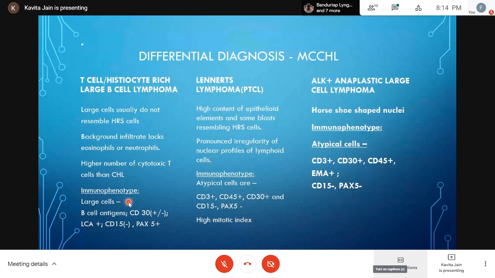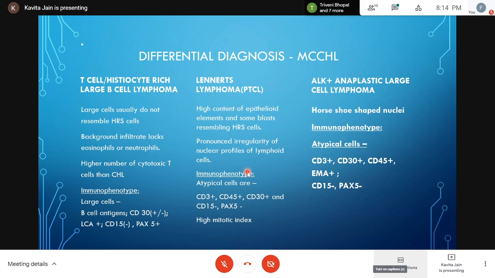So, okay, the other differential is the PTCL. Now, I should tell you that PTCL, like Lennert's lymphoma, where we have a high content of epithelioid elements, can become one of the closest differentials, and at times it may be so difficult that we have to go down to the molecular or T cell rearrangement studies to differentiate whether it is a PTCL or a mixed cellularity Hodgkin's lymphoma, because both of them can have common features.